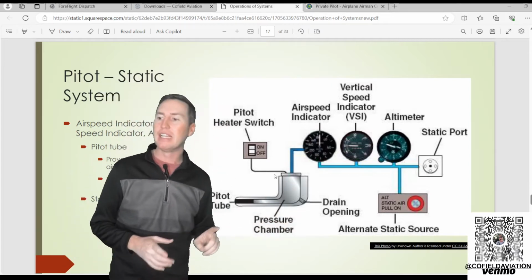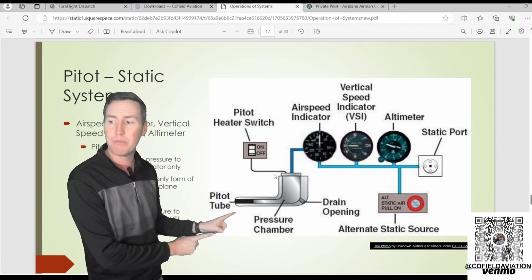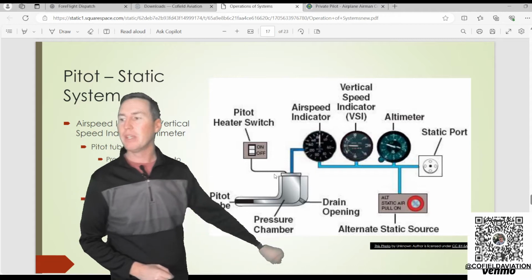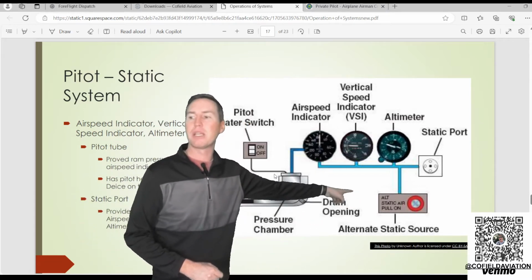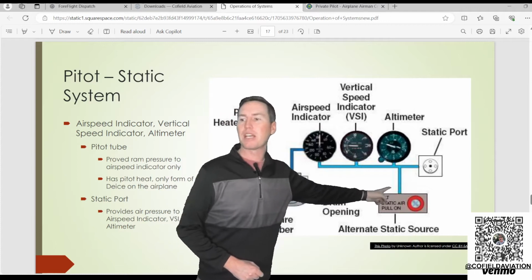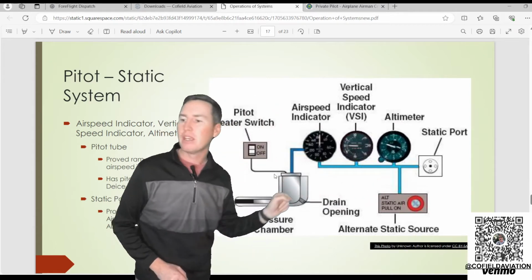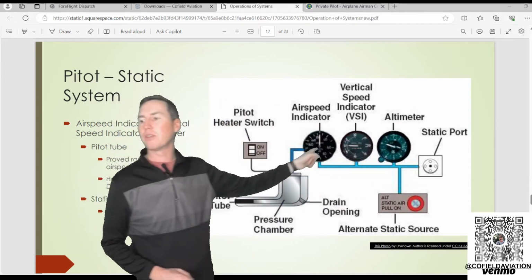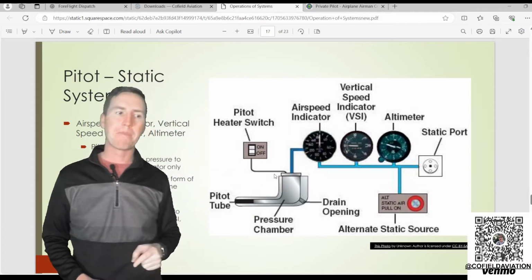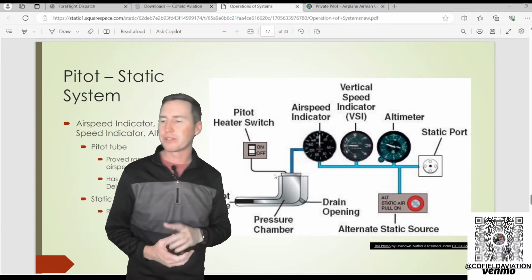But before we get into that, it's important to understand the Pitot tube only sends information to the airspeed indicator, and the static port sends information to all three. Okay, so anything that affects the static port is going to affect all three. Anything that affects the Pitot tube is only going to affect the airspeed indicator. So we're going to remember that when we start talking about these errors.